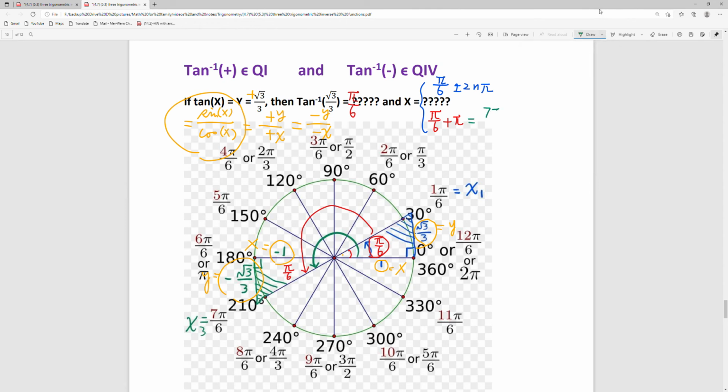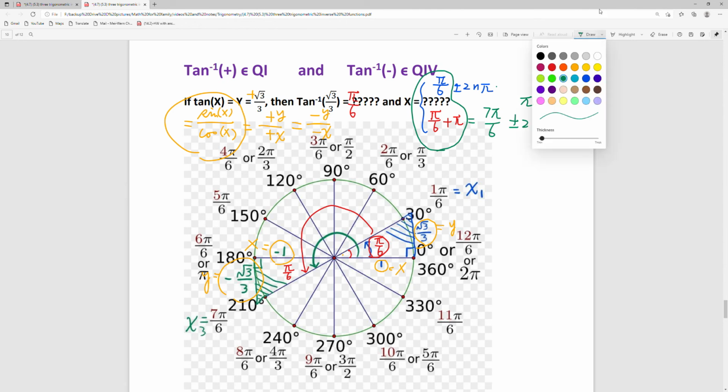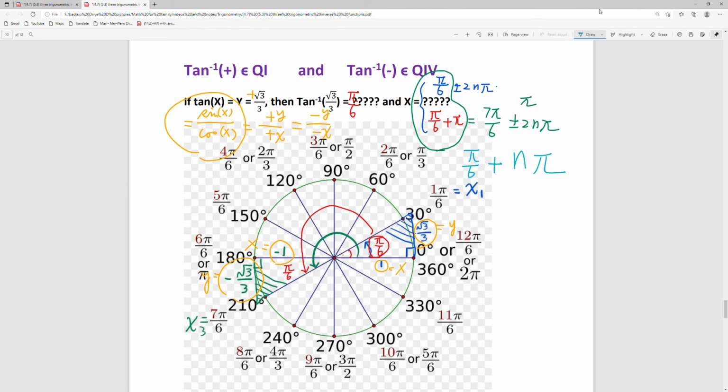So you have 7 pi over 6 plus minus 2n pi. Now I say these two answers can combine to become one answer, because between them you have pi, right? Plus pi. So your answer can combine to become, let me show you, very special: pi over 6 plus n pi.